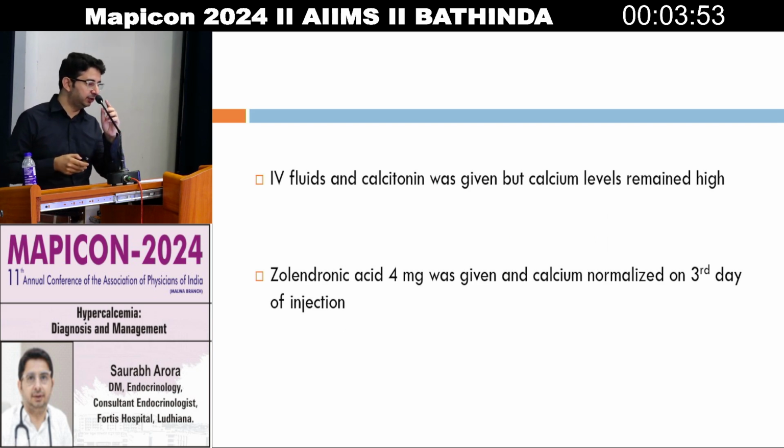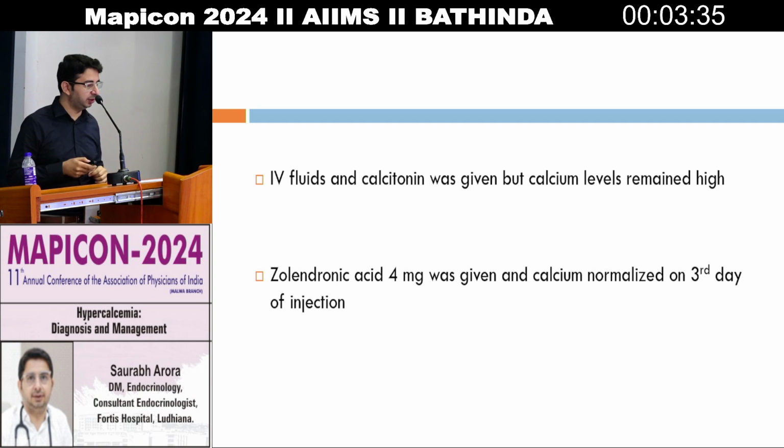Patient was given IV fluids and calcitonin. The protocol for giving IV fluid is 200 to 300 ml per hour for the first 24 hours. And we try to give 3 to 4 liters of fluid in the initial 24 hours if the patient is not having any evidence of fluid overload. But calcium levels did not normalize.